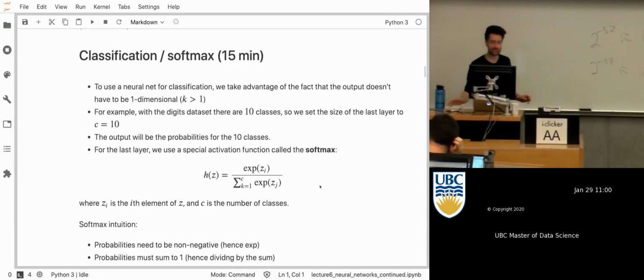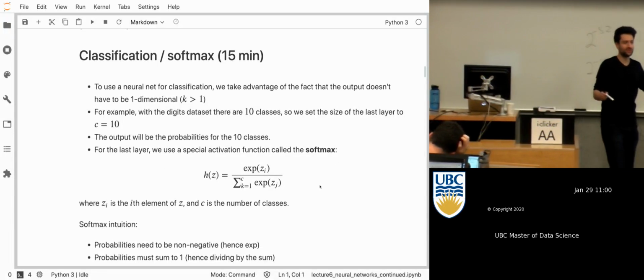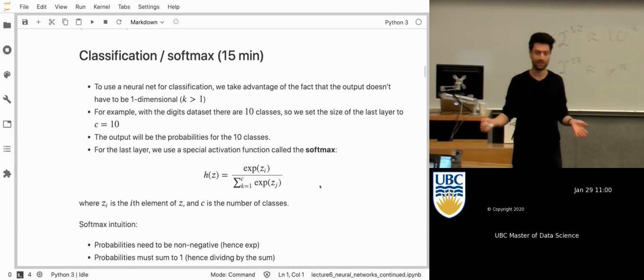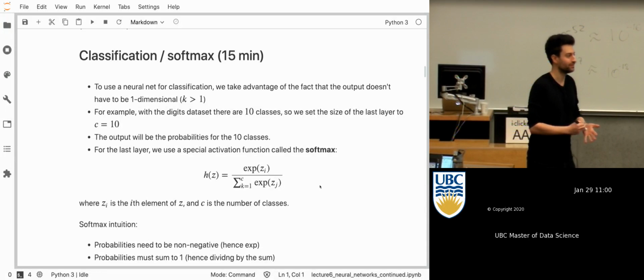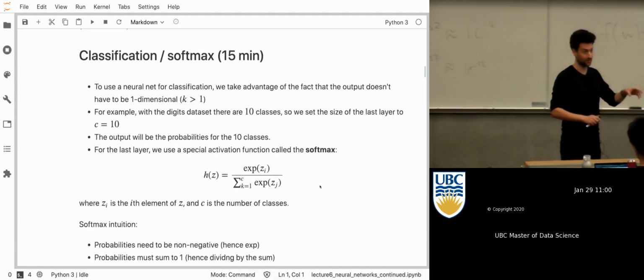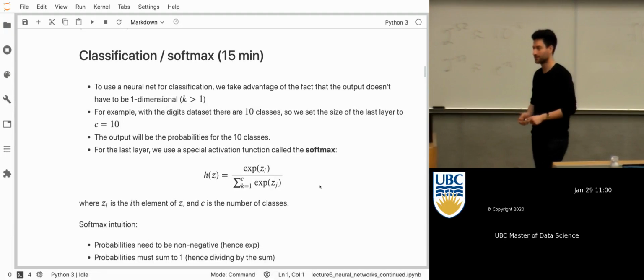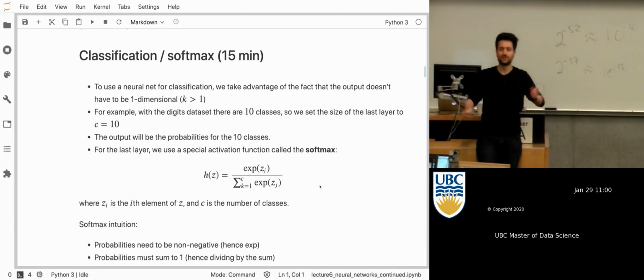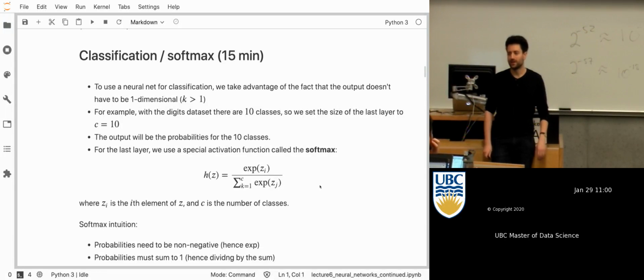You have 10 numbers coming out of this crazy neural network, and they're supposed to be probabilities. What do we know about probabilities? They need to be non-negative, and they can't be more than 1. These are discrete probabilities. Remember, it's not a density function. So here's how I think about this. I have these numbers, and I want them to be probabilities. Let me first make sure they're non-negative.